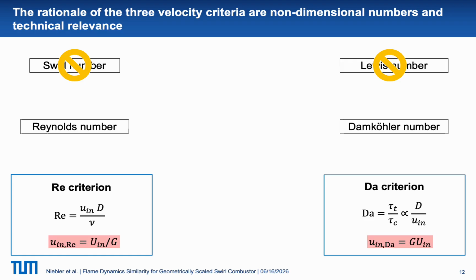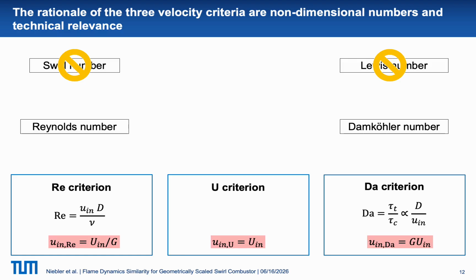When we had a look at the literature, we saw that people used, for similar applications, a third criterion, especially relevant for industry applications, where they just leave the velocity the same. This is nothing related to non-dimensional parameters, but because of its technical relevance, we still included this in our work.